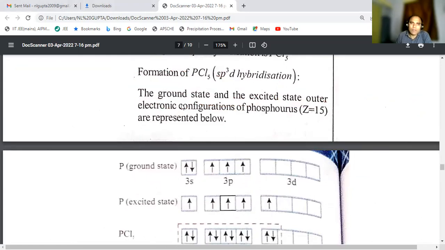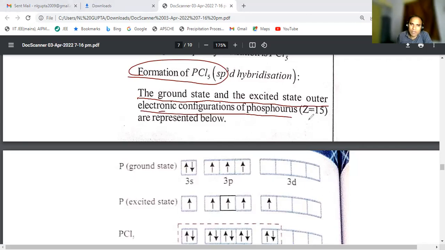In PCl5 only, they have discussed this. How they have discussed, you can check in the notes also. I am teaching you here. Here you can see the formation of PCl5. The ground state and the excited state of the outer electronic configuration of phosphorus are given. In the ground state, we have 3s2, 3p3 and 3d0.